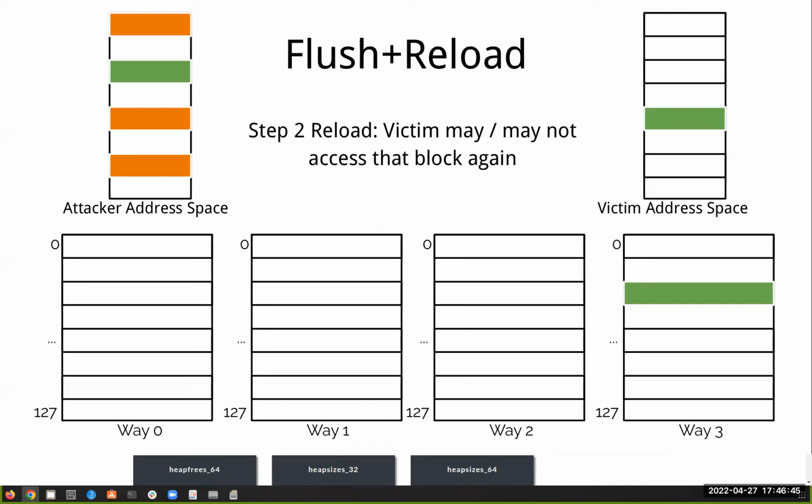Then the victim runs again. So the victim may or may not access that block again. If they access it, that block will be brought back into the cache, but not necessarily at that line anymore, right? It could be any line here. Then after that, the attacker will access that block again and measure if the victim just brought back the data.